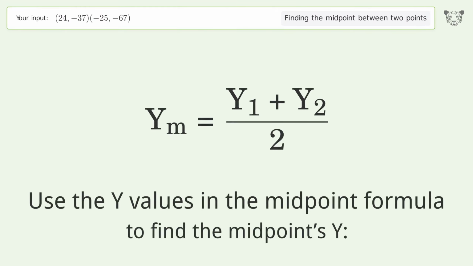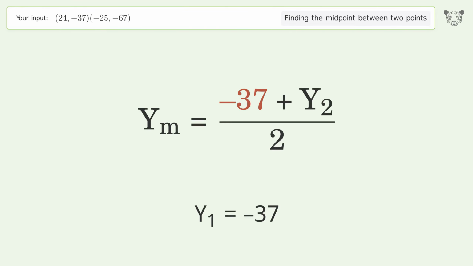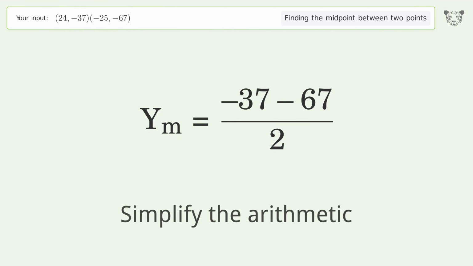Use the y values in the midpoint formula to find the midpoint's y. y1 equals negative 37. y2 equals negative 67. Simplify the arithmetic.